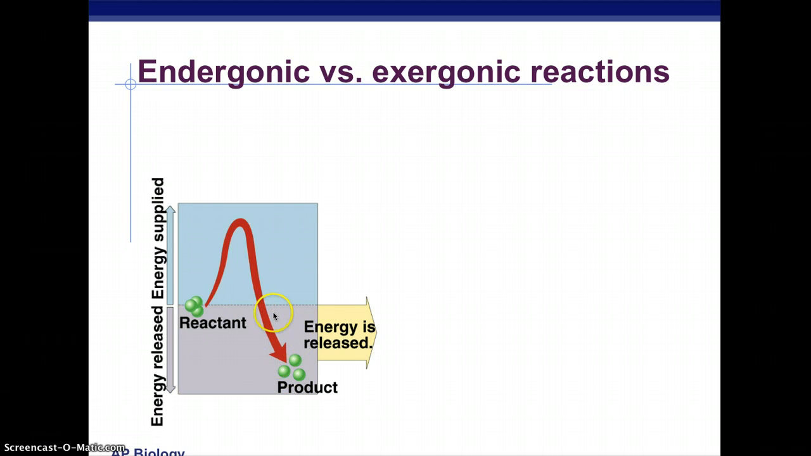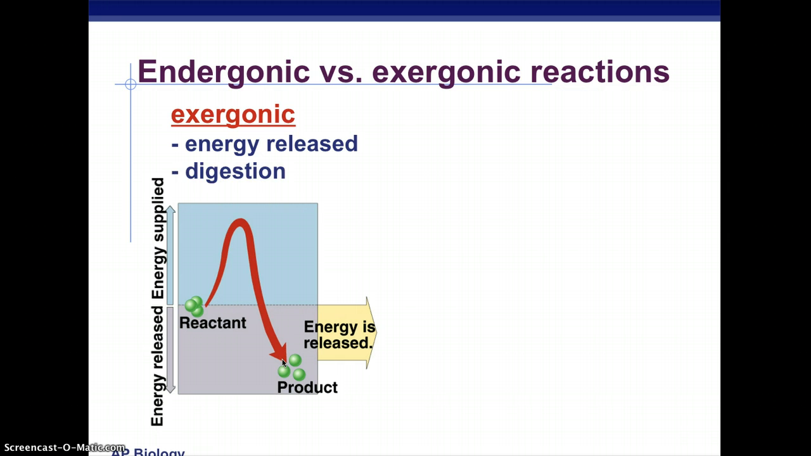We released energy. Here's a Dora the Explorer moment. That is going to be exergonic. Energy is released. So in this reaction, we have a net release of energy. We did have to put in an initial input of energy. We got that energy back, and then we got a little more energy beyond that, net release. So this is exergonic. These are going to be digestion reactions, also known as catabolic reactions. So that's the net energy release.